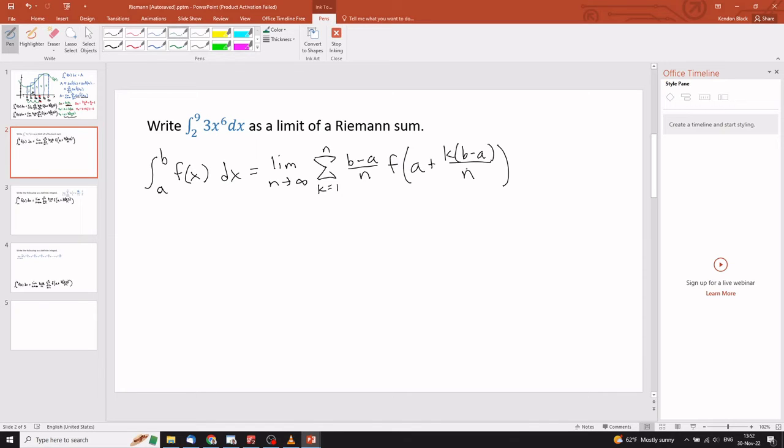So we start with the formula from the previous slide, and then we can go ahead and start writing down things that we know. So we know a is 2. Okay, that's given here. We know that b is 9. That's given here. And we also know that f of x is equal to 3x to the 6th. That's given here.